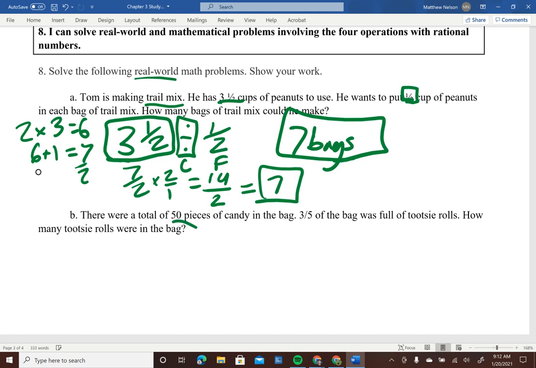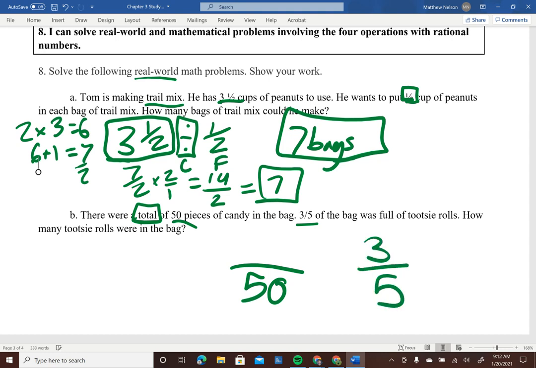There were a total of 50 pieces of candy in the bag. 3/5 of the bag was full of Tootsie Rolls. How many Tootsie Rolls were in the bag? All right, let's think about this as a proportion. So the total, which would be on the bottom, is 50 pieces. That is my fraction or my ratio. And then it says 3/5 of the bag was full of Tootsie Rolls.